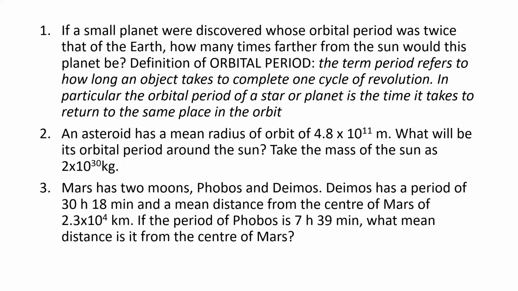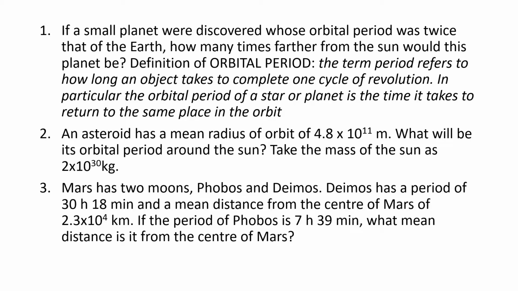Right, have a go at this yourself. Got 3 questions. So number 1, if a small planet were discovered whose orbital period was twice that of the Earth, how many times further from the Sun would that planet be? The definition of orbital period: the term period refers to how long an object takes to complete one cycle of revolution. In particular, the orbital period of a planet is the time it takes to return to the same place in the orbit.